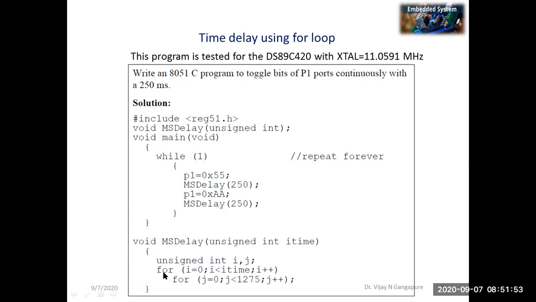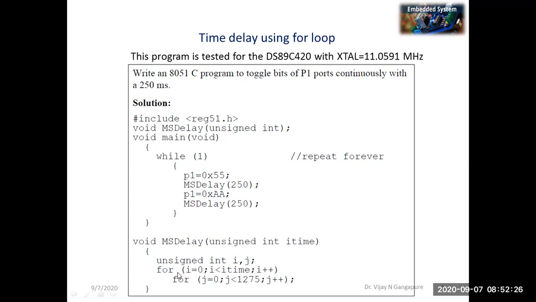Next is a for loop. This is the first for loop: for i equal to 0, i less than i time, i plus plus. So how many times will this first loop be repeated? i time times. And what is i time? 250. So this first loop will be repeated 250 times, because the condition is i less than i time, and in i time there is the value 250, meaning this outer for loop will be repeated 250 times.